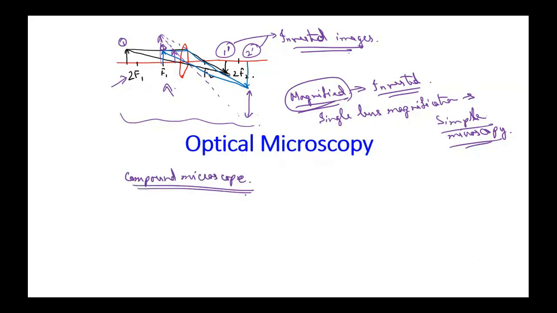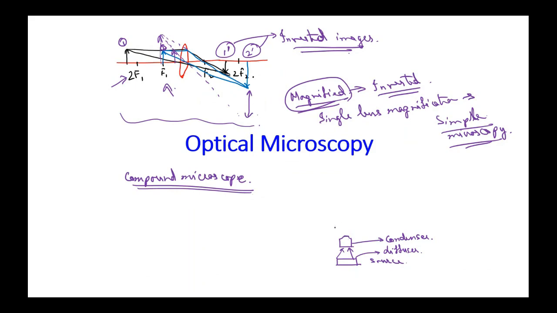In the compound microscope, what is the basic architecture? The basic architecture is something like this. We have a source. Just above the source, we have a diffuser. Then we have a condenser lens, or in general we call it the condenser. What this condenser does is collect the light from the source which is passing through the diffuser, and it condenses the light.